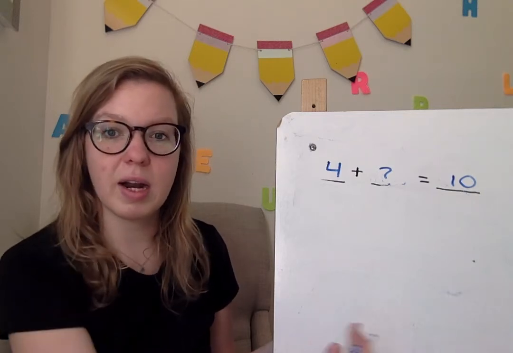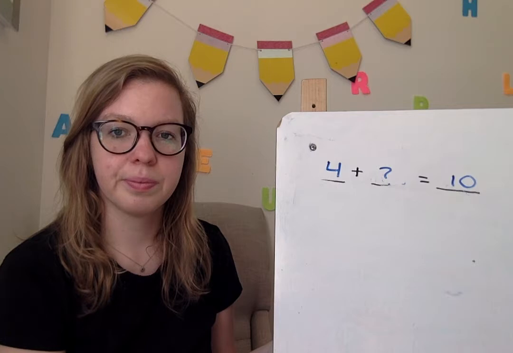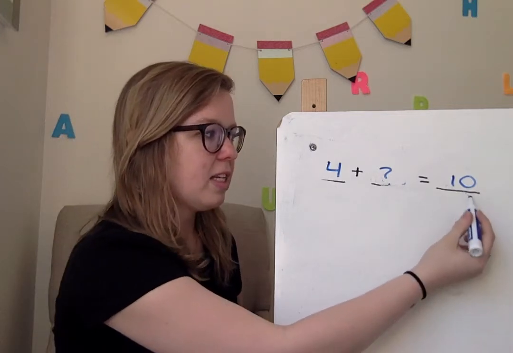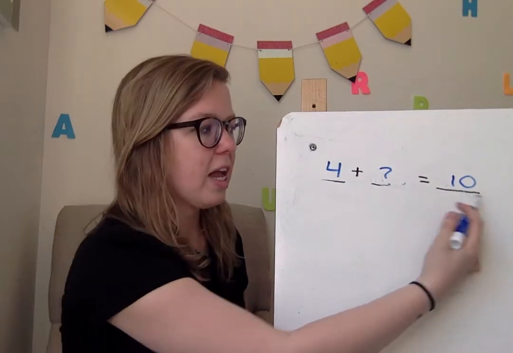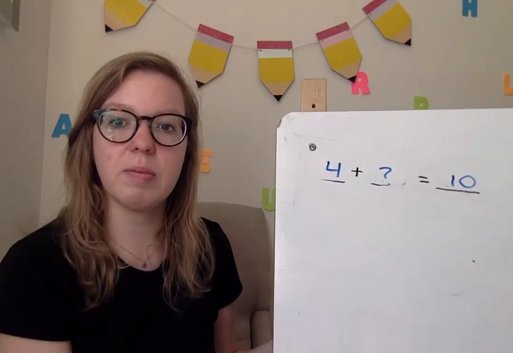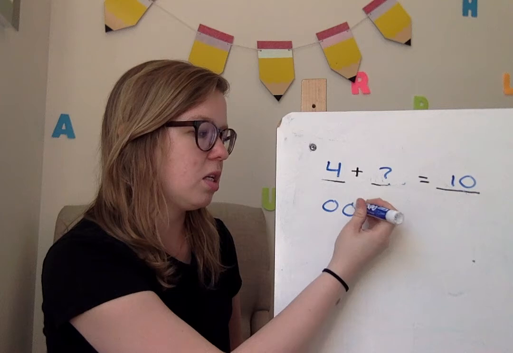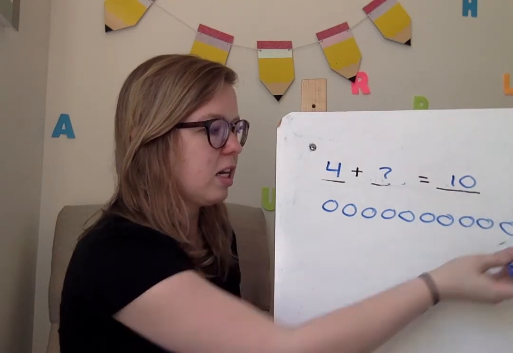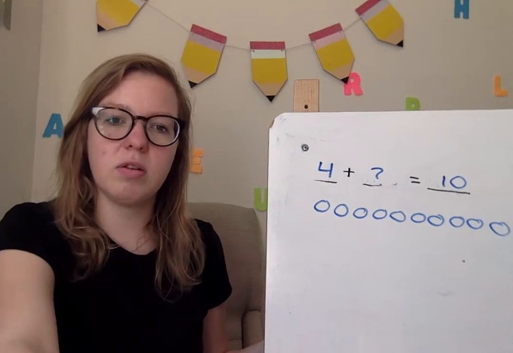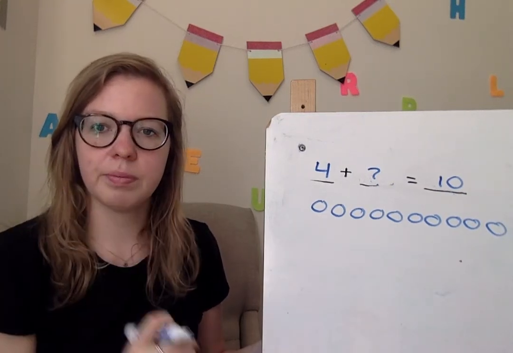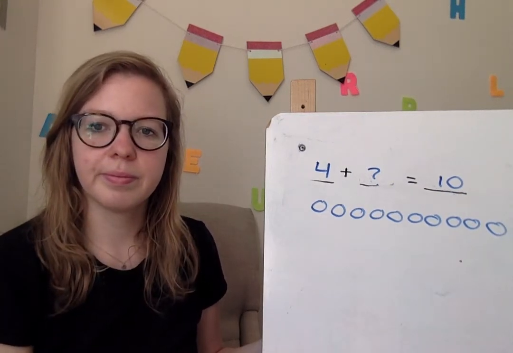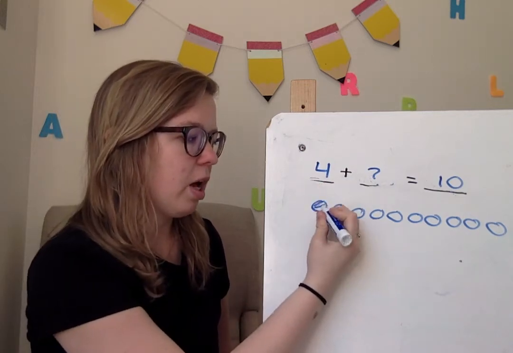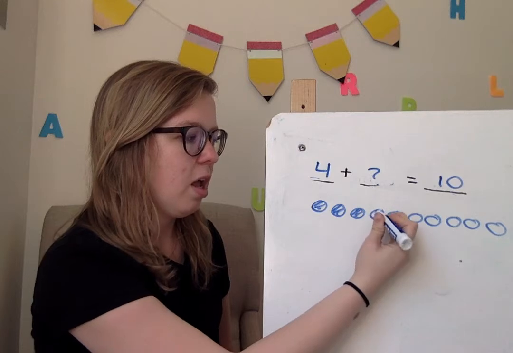How many circles do I need to draw? Good. If you said 10, you're correct because it equals 10 in all, so that's the number we want to be drawing. So let's draw 10. 1, 2, 3, 4, 5, 6, 7, 8, 9, and 10. Then how many do you need to be coloring in? Good. 4, the number you know. 1, 2, 3, 4.